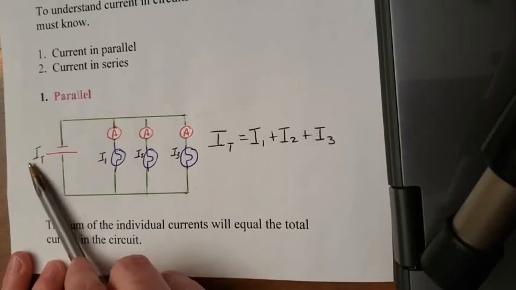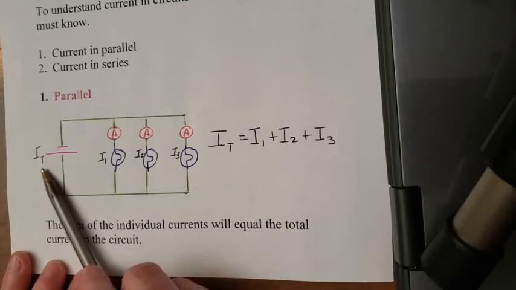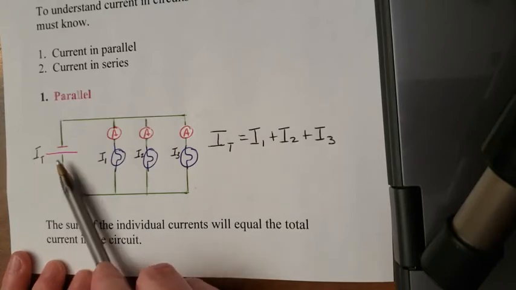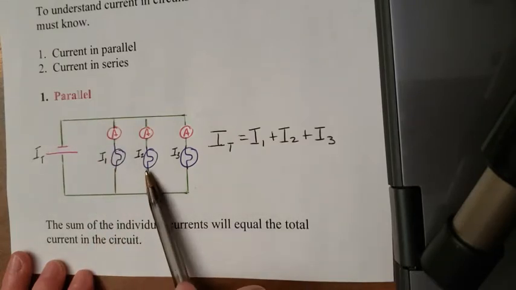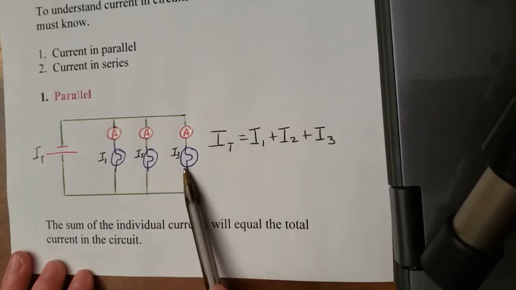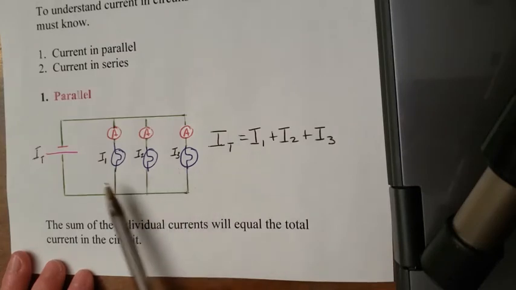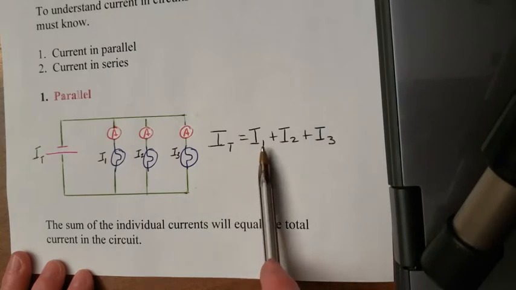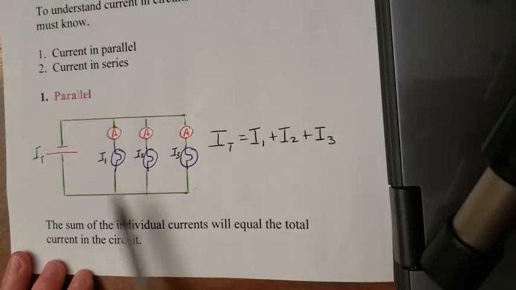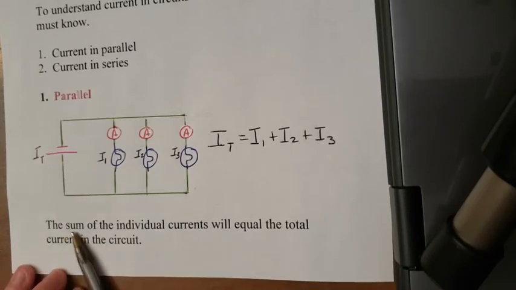IT is the total current. T stands for total, and that's the amount of current coming out of the battery. I1 is just the current in the first light bulb, I2 is the second light bulb, I3 is the current in the third light bulb. Now the rule for current in a parallel circuit is that if you add all the individual parts together, it equals the total. So the sum of the individual currents will equal the total current in the circuit.